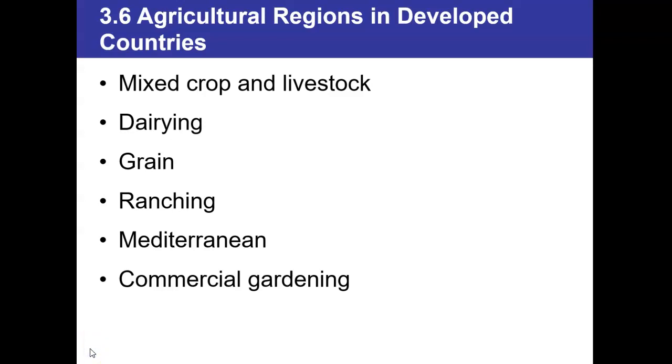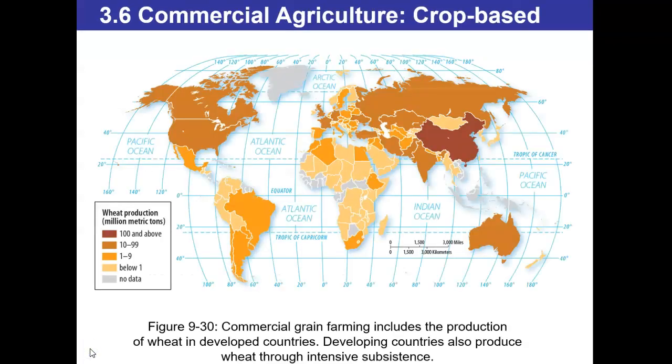Truck farms grow many of the fruits and vegetables that consumers in developed countries demand, like apples, asparagus, cherries, lettuce, mushrooms, and tomatoes. Take a look at figure 9-30 located on page 326 of your textbook. This map indicates wheat production. As you'll see, China and India are the leading wheat producers, followed by the United States. Commercial grain farming includes the production of wheat in developed countries. Developing countries also produce wheat through intensive subsistence farming.